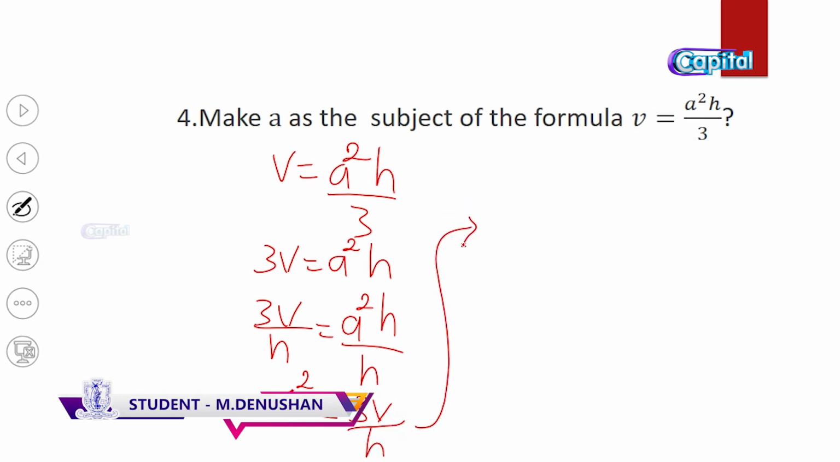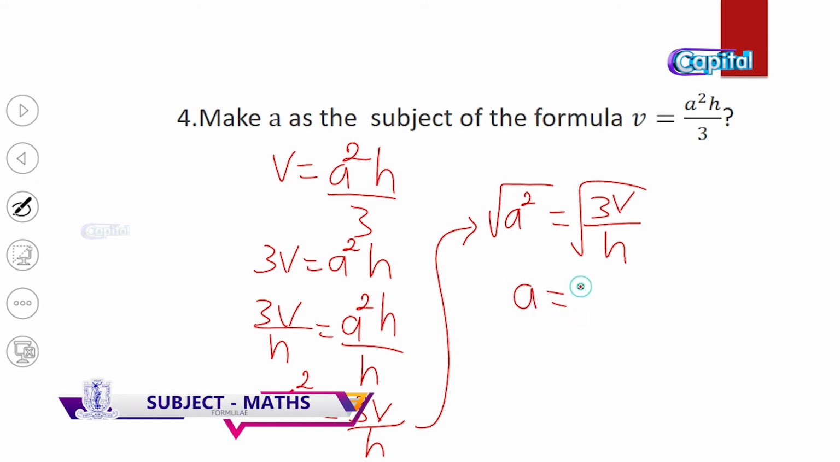Then we have to take the root of both sides to make a the subject. By simplifying we obtain that a is equal to root 3v over h. This is the final answer.